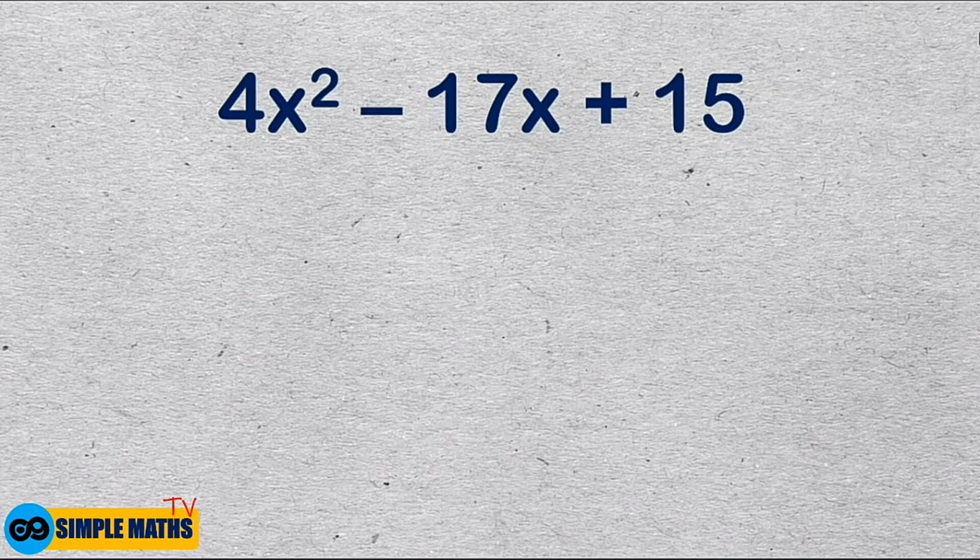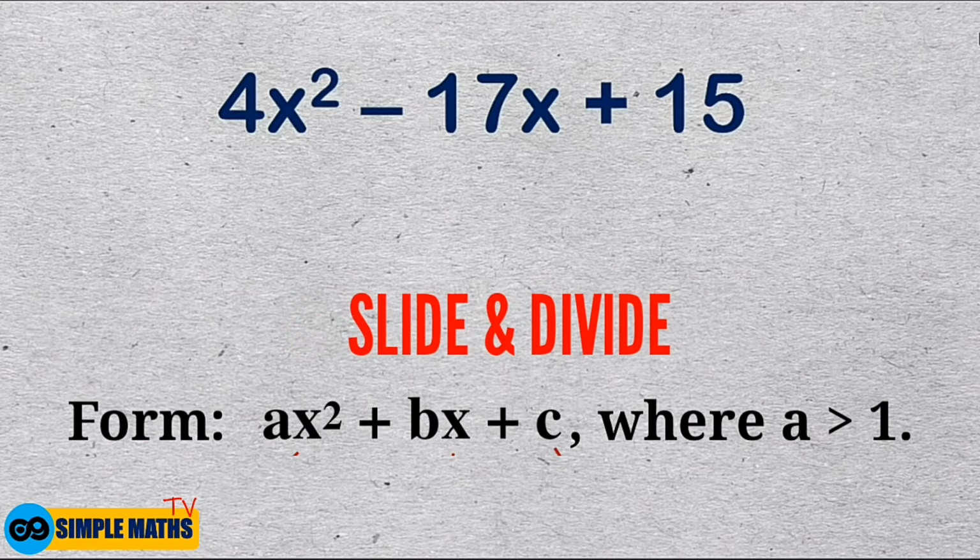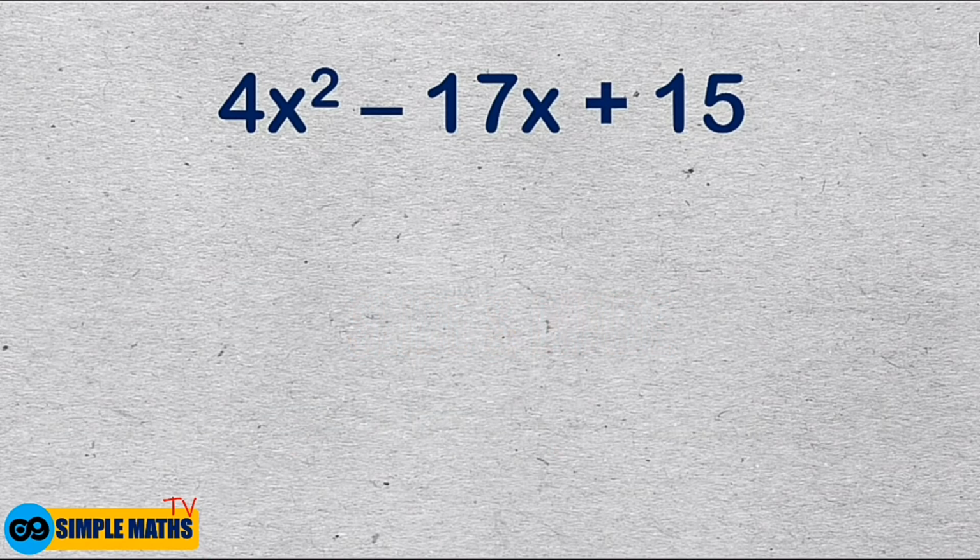For today, we are going to look at the fastest way to factor quadratic trinomials. This technique is called slide and divide. Let's get started. For our first example, let's factor 4x squared minus 17x plus 15.